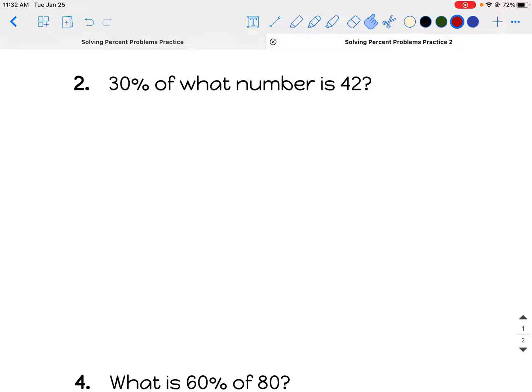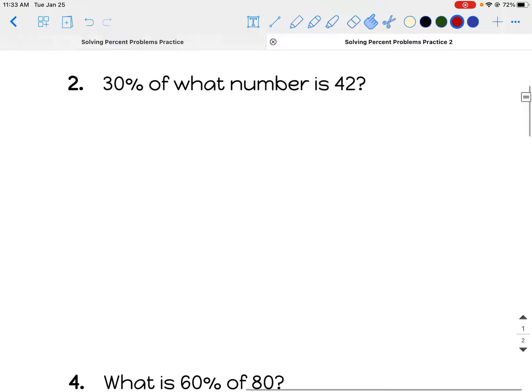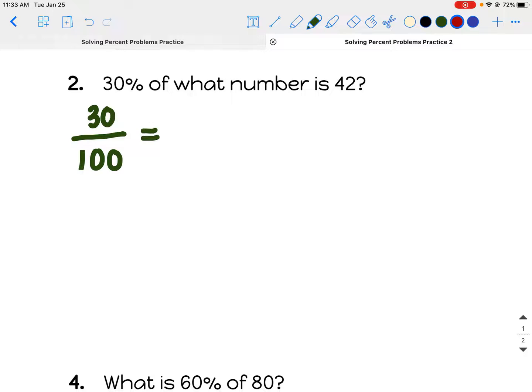Let's work on solving this problem. 30% of what number is 42? Now, the big question we want to start off asking ourselves is if we're looking for the part or the whole. So in this case, we want to find out what 30%, remember all percents are out of 100, 30% of what number is 42?